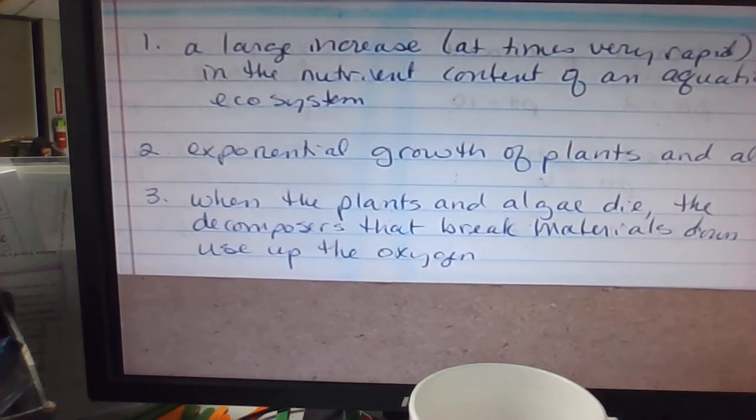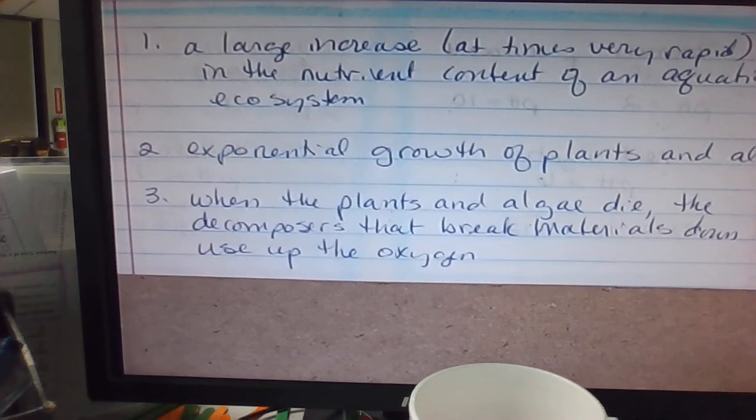All of a sudden, you're going to have this plant material die off because it's not going to live forever, but because there was such an exponential growth, there's going to be a huge die-off. And when those plants and algae die, they settle on the bottom, and the decomposers get to work, which is great because that's what they're supposed to do. The problem is that decomposers need oxygen in order to break stuff down. Where do they get the oxygen from? The aquatic ecosystem that they're living in. When plants and algae die, the decomposers that break materials down use up the oxygen.